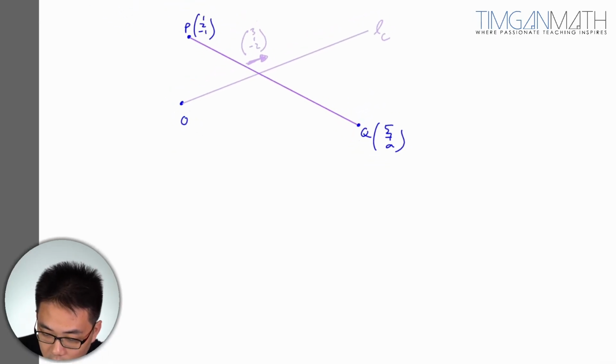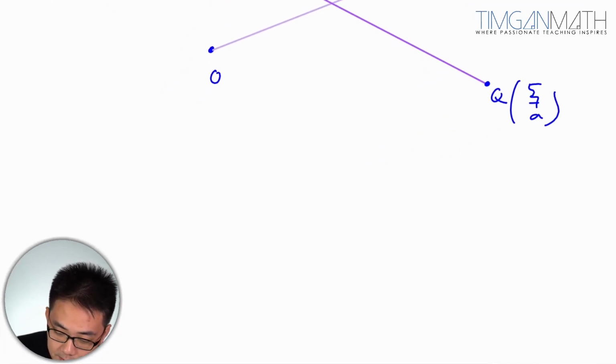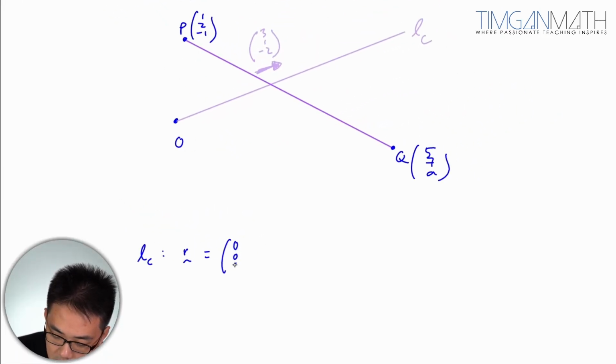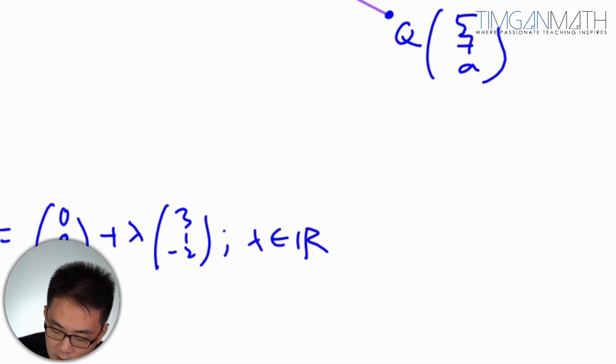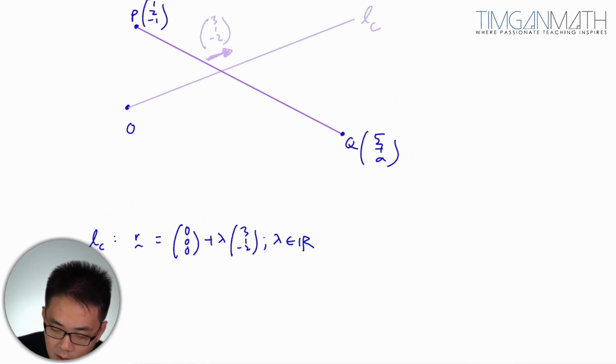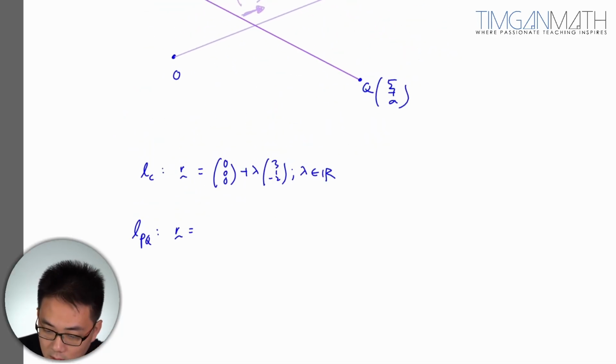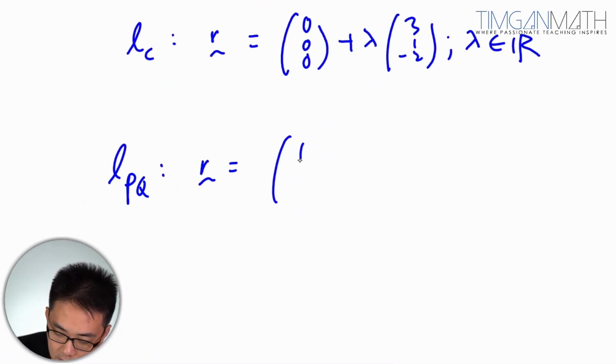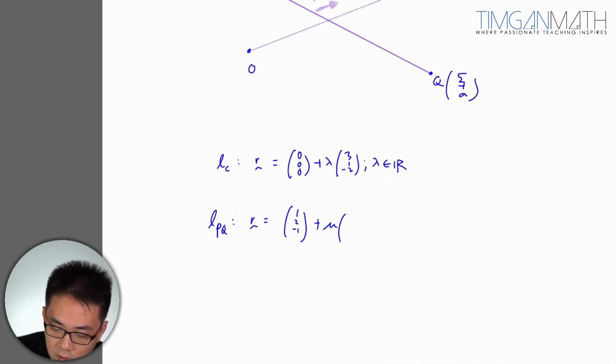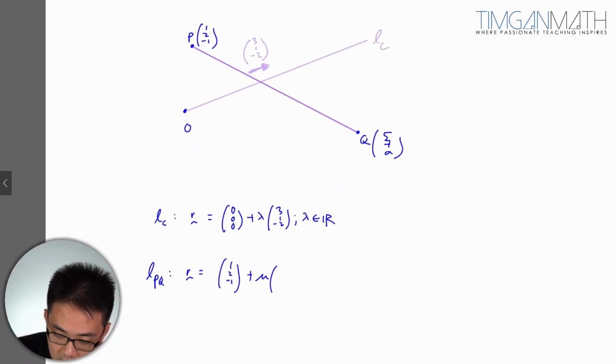Okay, great. Now, in other words, line C we can simply put as r equals 0, 0, 0 plus lambda times 3, 1, minus 2, where lambda is a real value. Then you have line PQ. We could use 1, 2, minus 1 plus mu times PQ. So PQ will be 5 minus 1, which is 4, 7 minus 2, which is 5, A plus 1, and mu is a real value.